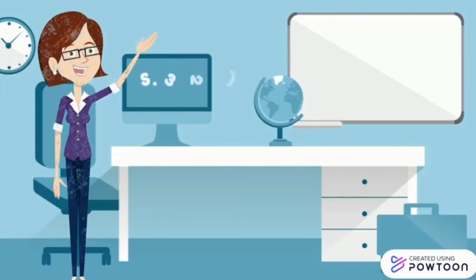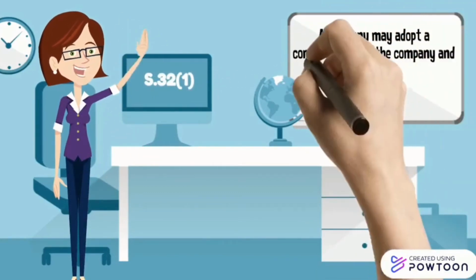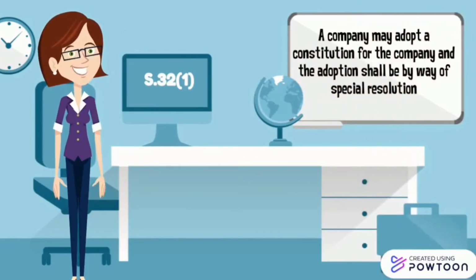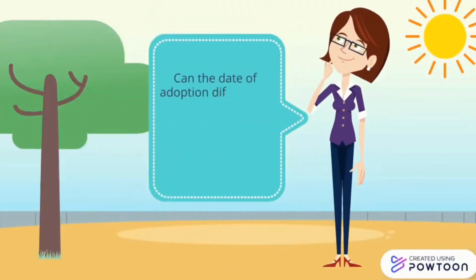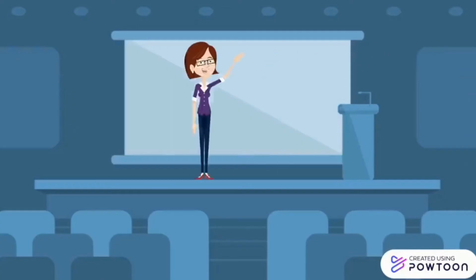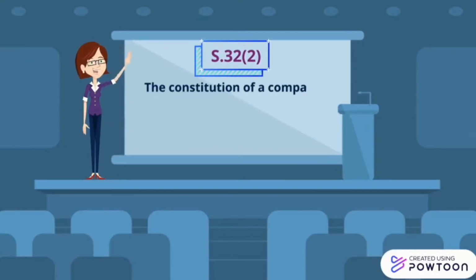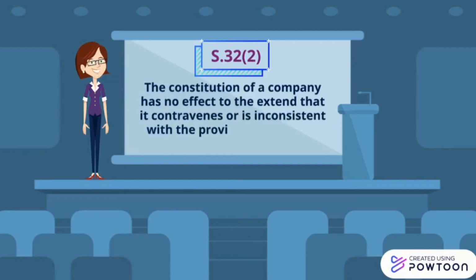Section 32(1). A company may adopt a constitution for the company, and the adoption shall be by way of special resolution. Can the date of adoption differ from the date of resolution for the purpose of adopting a constitution under Section 32? Section 32(2). The constitution of a company has no effect to the extent that it contravenes or is inconsistent with the provisions of this Act.